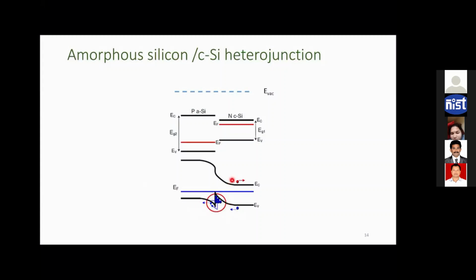And what about the electrons? Now, because of this induced junction, the electron not only sees a conduction band offset, but it also sees a gradient in the conduction band energy that is opposing its transport towards the p side. So we are getting benefited by this p amorphous silicon and n crystalline silicon heterojunction in these two ways.